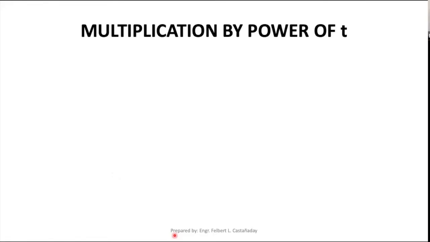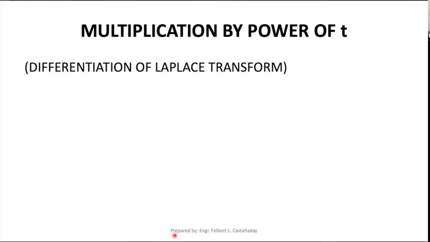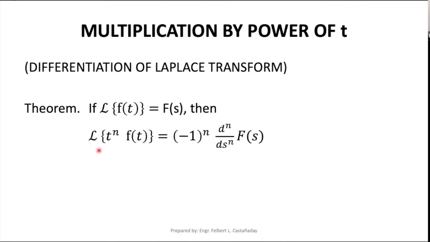We are going to talk about differentiation of Laplace transforms, or we call it the multiplication by power of t property. So if Laplace of f of t is equal to F of s, then it follows that the Laplace of t raised to n times f of t equals negative 1 raised to n times the nth derivative of F of s. So again, F of s is the Laplace transform of f of t. So please take note of this theorem.